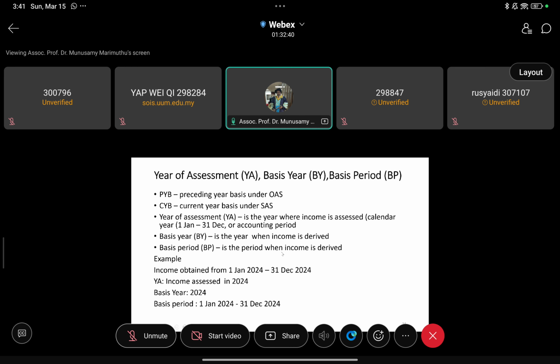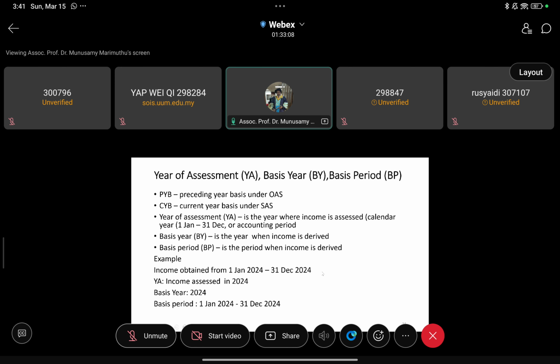Basis period is the period when the income is received. Okay, I give you a very simple example. This individual obtained income from 1st January to 30 December. So what do we call it? The year of assessment is considered 2024. So whatever income you receive in this year is assessed in 2024. This is the basis year. Okay, this is the basis period.